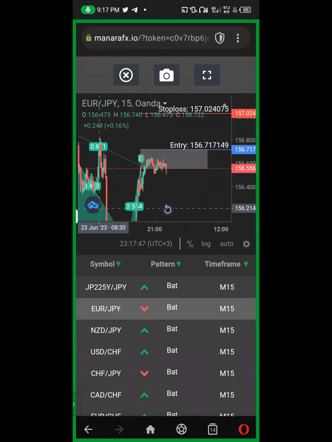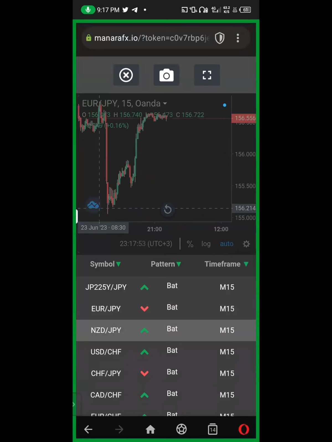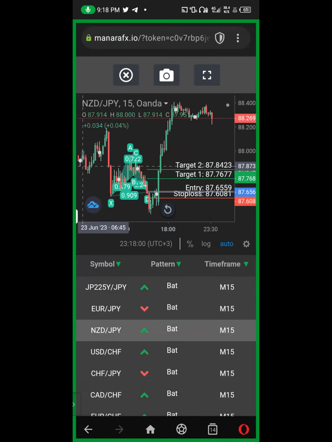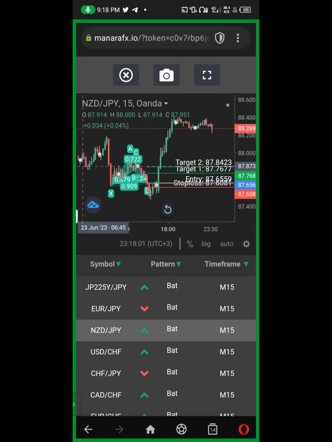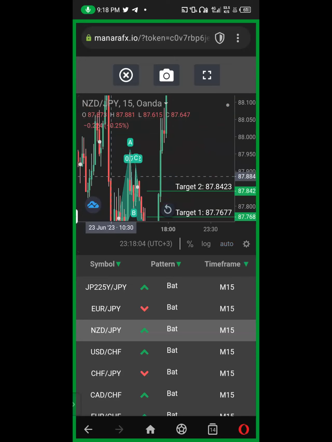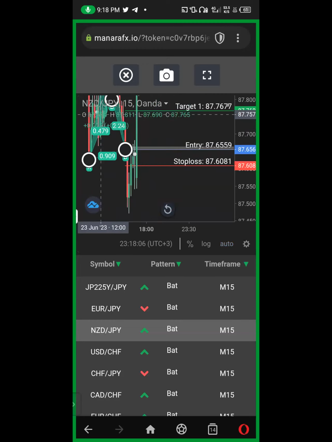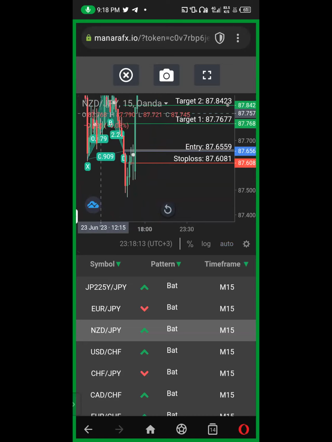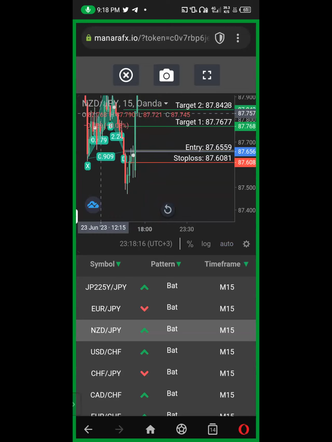Let's check NZD-JPY. Now remember, there's nothing like 100% in any trade. Sometimes you win, sometimes you lose, right? But at least when you have a higher ratio of winning, that's a good one. If you look at this one, it actually came to the entry and went on to hit the stop loss. So if you entered this trade, you would have lost at first. But the good thing about Manara is it doesn't give you a big stop loss. The stop loss is always very minimal. So even if you lose this trade, using the right lot size, you won't be losing much money.